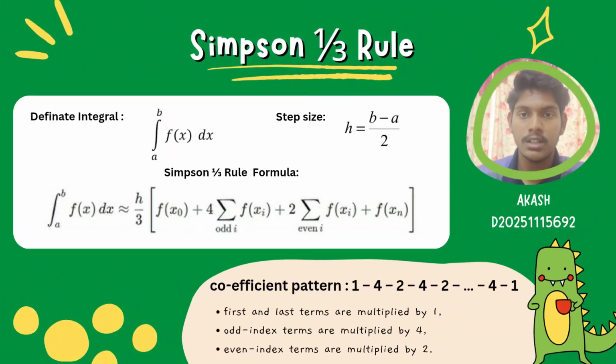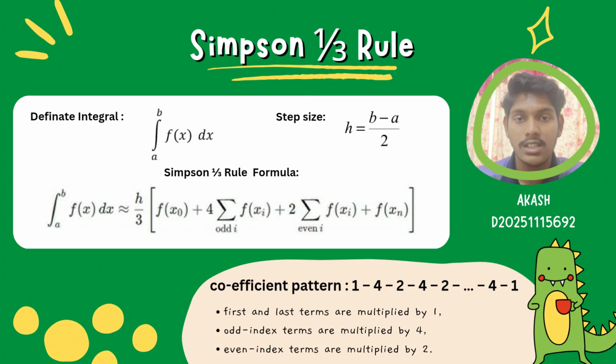Now, I will explain the formula for Simpson's 1/3 rule. First, this expression represents the definite integral of the function f of x from a to b. Next, h represents the step size. It is calculated as b minus a divided by n, where n must be an even number and cannot be an odd number. The Simpson's 1/3 rule formula is given as h/3 multiplied by the sum of the function values.